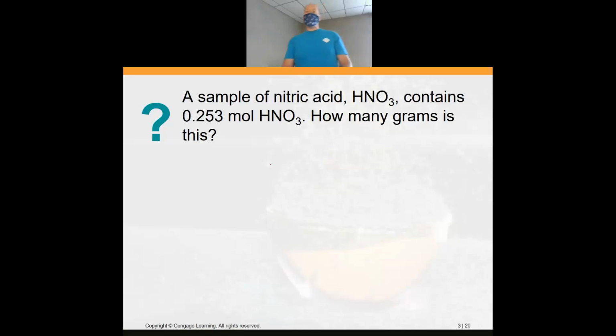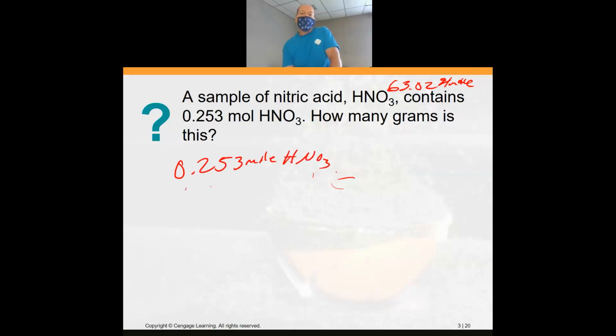All right, so now you'll have lots of questions. So now we have 63.02 grams per mole. We already calculated the molar mass of nitric acid. You don't have to calculate it every time. One time is sufficient. But you have to know that that is grams per mole. So here's a question that says we have 0.253 moles of nitric acid, and how many grams is this?